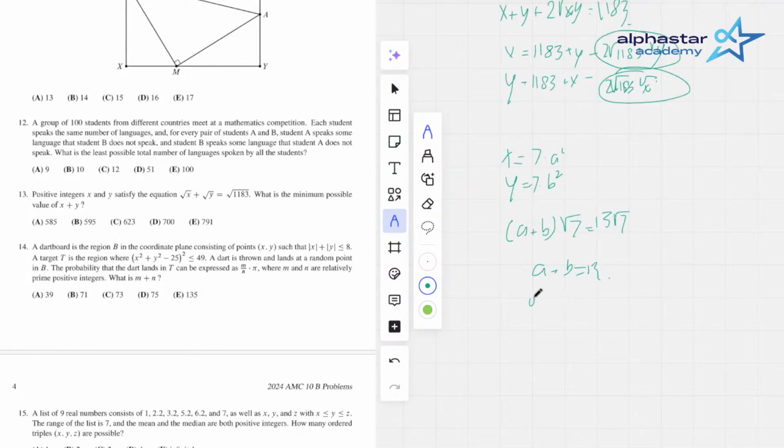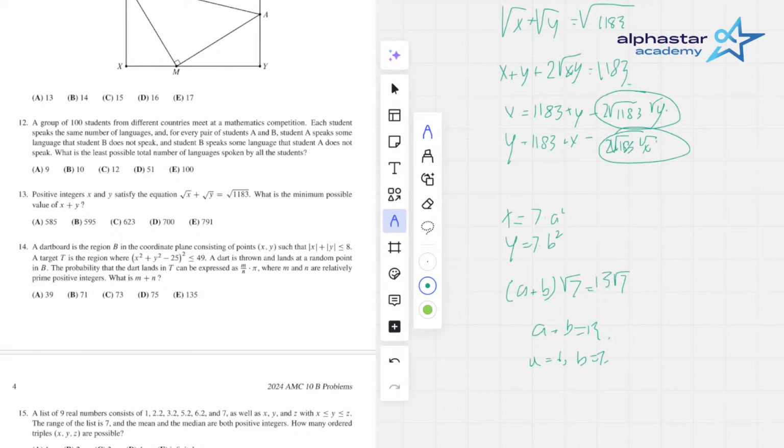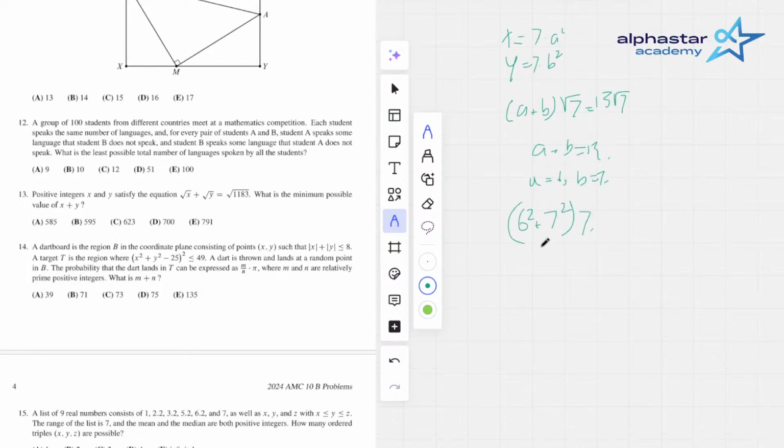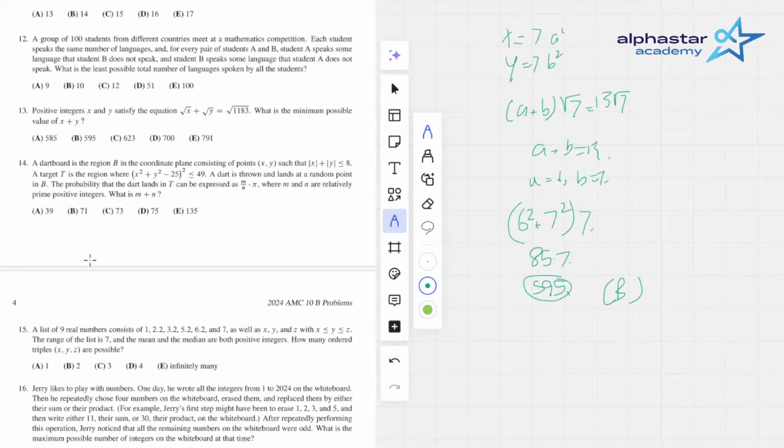The best we can do is a equals 6 and b equals 7. So the smallest possible value of x plus y is 6 squared plus 7 squared multiplied by 7. Which would be 85 times 7, which is 595. Which is B. Okay. Moving on to number 14.